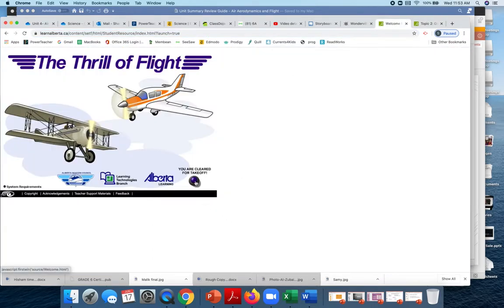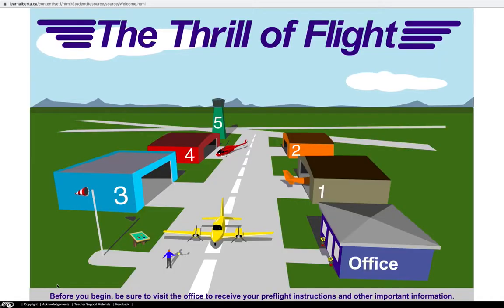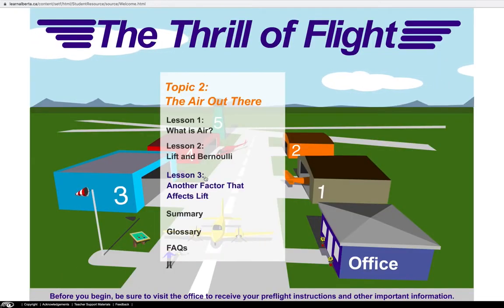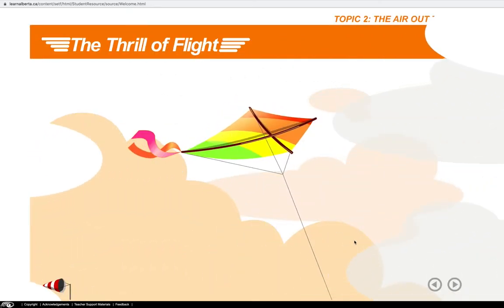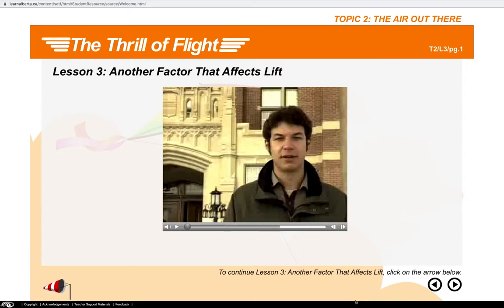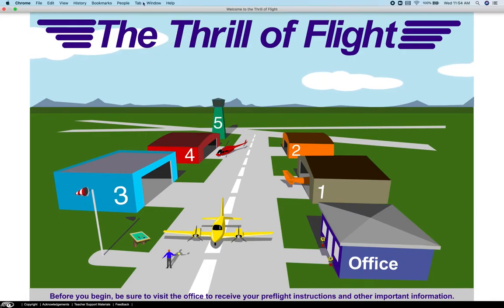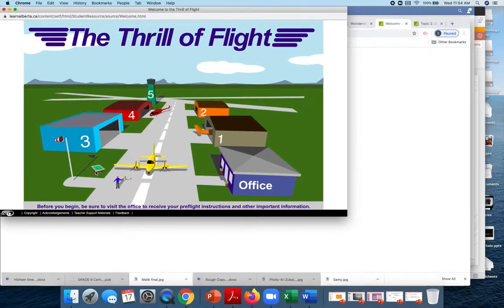So there we go. If you want to go back, you can always press this to bring you back to the home aviation center. Then you can click on the exact one that you want to go to, or you can navigate by doing this. Okay, cool. There we go.